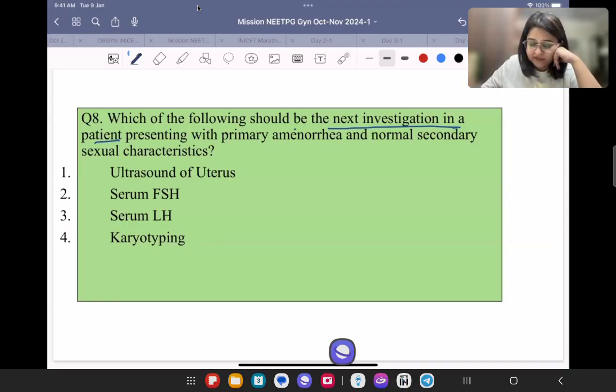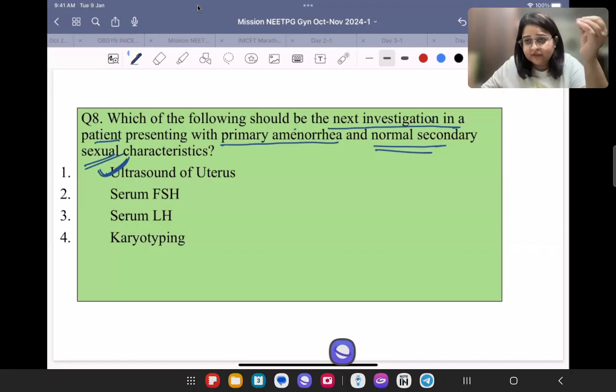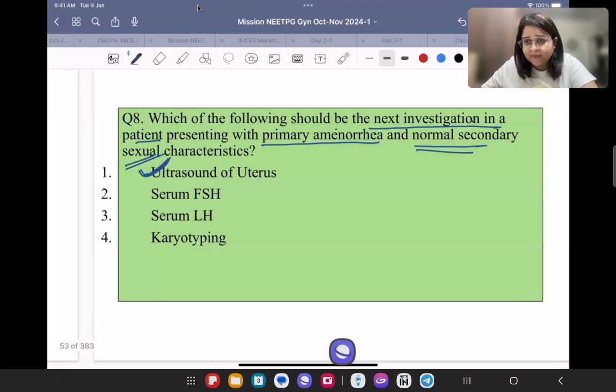Which of the following should be the next investigation in a patient with primary amenorrhea and normal secondary sexual characters? Yes, it should be an ultrasound. So the next thing that you're looking when, this is our first flow chart. When secondary sexual characters are present, the next best thing is to do an imaging or examination and look for the presence or absence of a uterus.